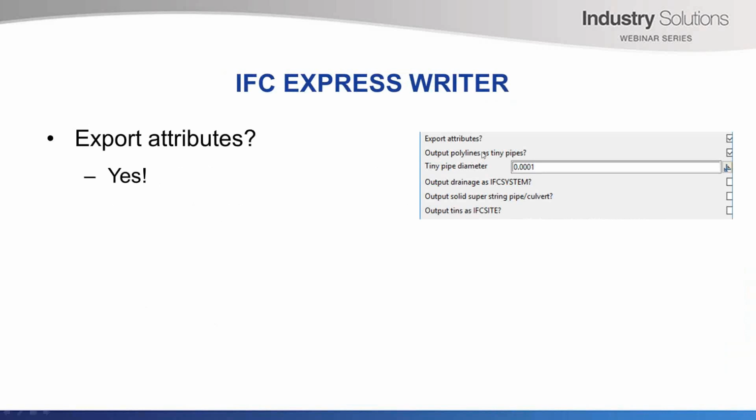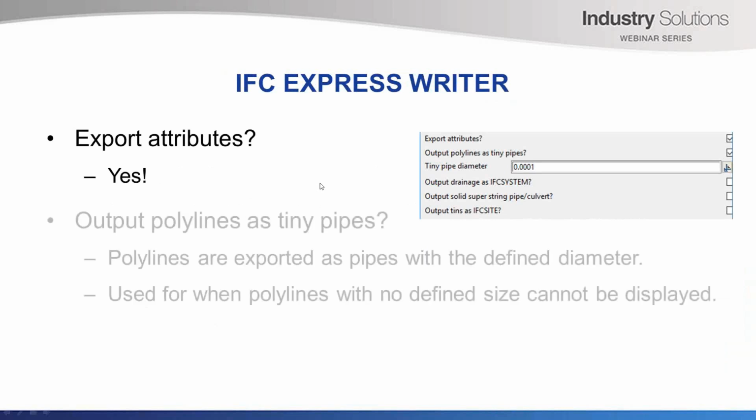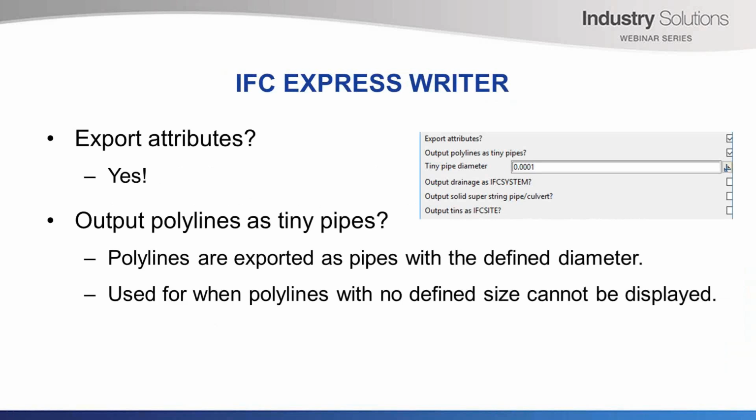Do we want to export attributes? Yes, of course we do, so we tick that on. The other one to be wary of is output polylines as tiny pipes. Again, some software has trouble displaying polylines with no defined size. So by sending them out as very, very tiny pipes, they can actually display our strings on the screen.